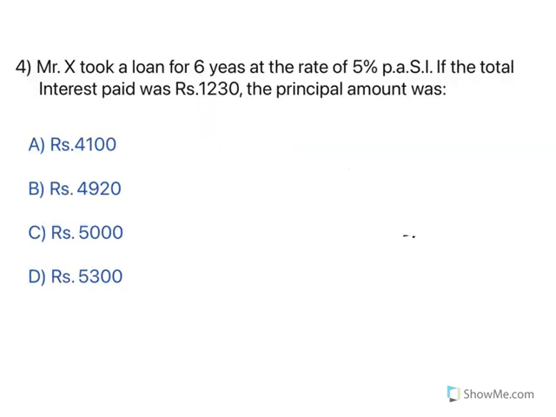Now, this is about loan interest kind of questions. Let us see. Mr. X took a loan for 6 years at the rate of 5% per annum simple interest. If the total interest paid was 1230, what is the principal amount? Now, simple interest, as you know, will not be accumulated. For all these things, think about this. Let's say the principal amount is 100. 5% means 5 rupees.